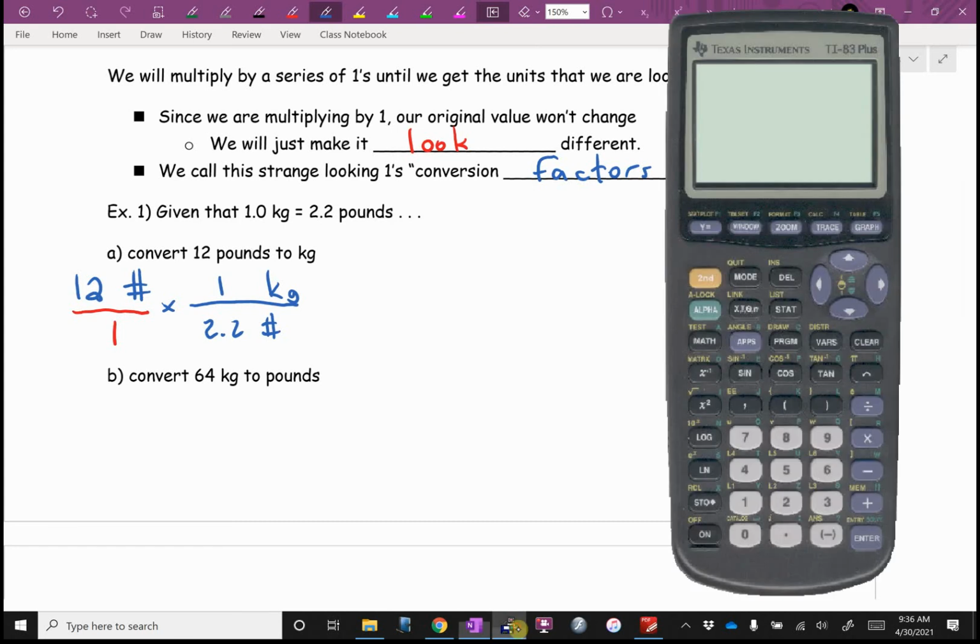Now I know. Oh, it's technically 12 times 1 divided by 1 divided by 2.2. Does timesing by 1 and dividing by 1 make a difference? I'm going to ignore the ones. On my calculator, I'm going to go 12 divided by 2.2. 12 pounds is 5.4545 repeating kilograms. Okay, sig figs.